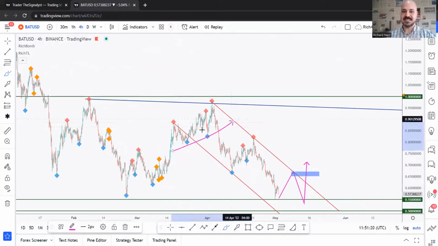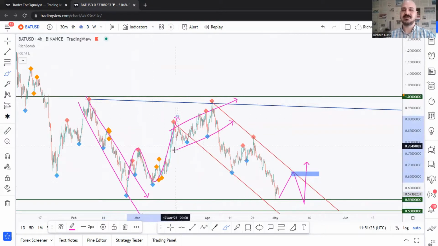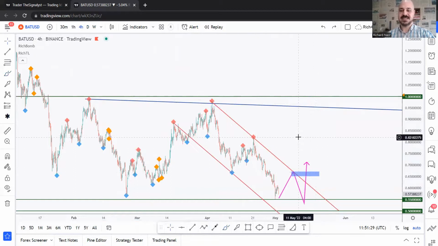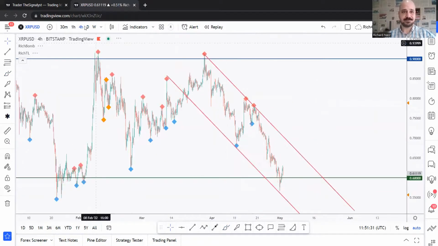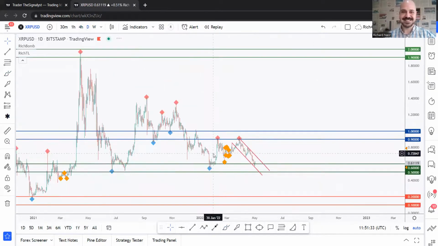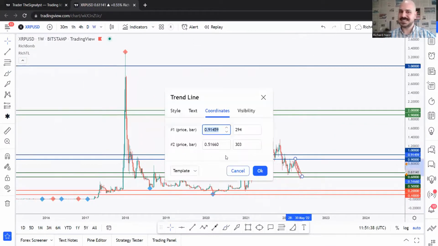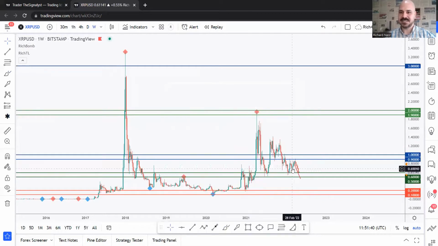So previously, here we go, we had this channel, price broke up, shift in momentum, and we are currently waiting for this movement. We can see the exact same one on XRP, right? So here we go, a very strong support from the weekly time frame. Oops, I don't want to see it here. Let me remove it real quick.